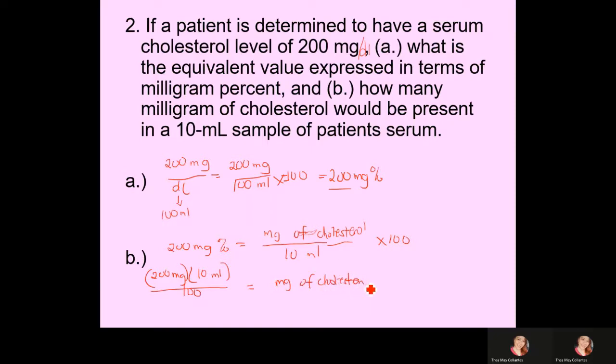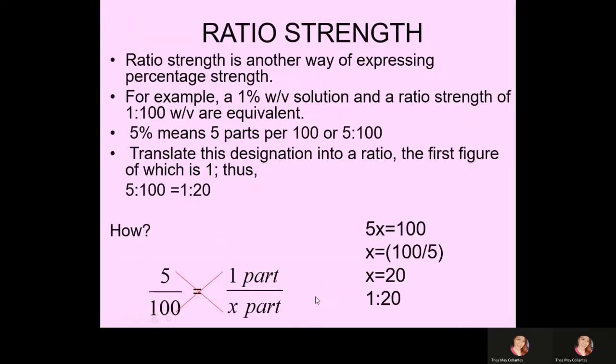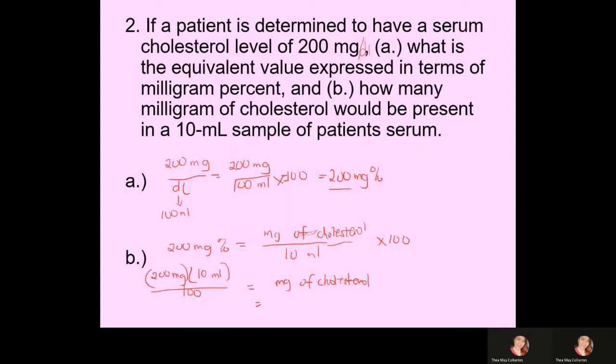So what is the answer? That would be 200 times 10 divided by 100. That would be, guys, 20 milligram. So with ratio and proportion, you can also get it. But this is how you use your milligram percent.